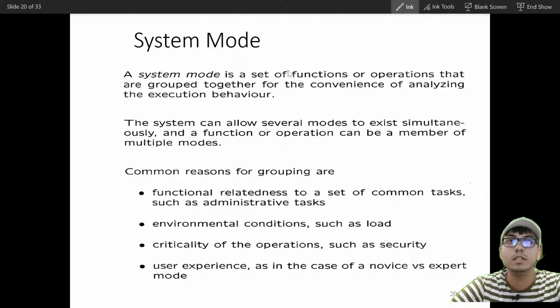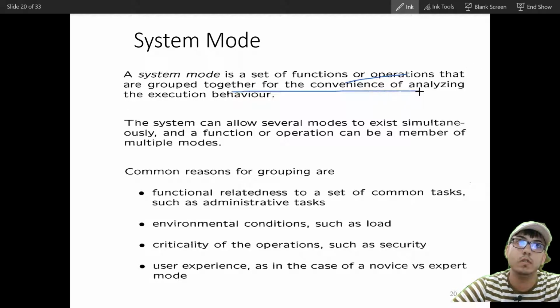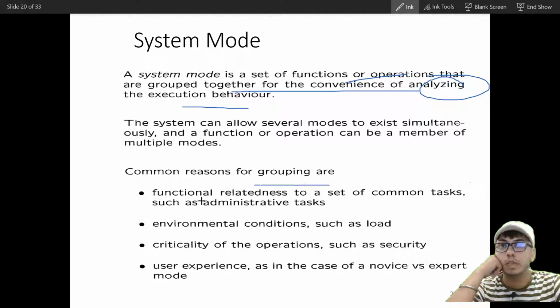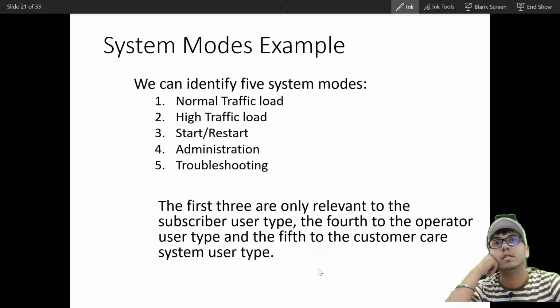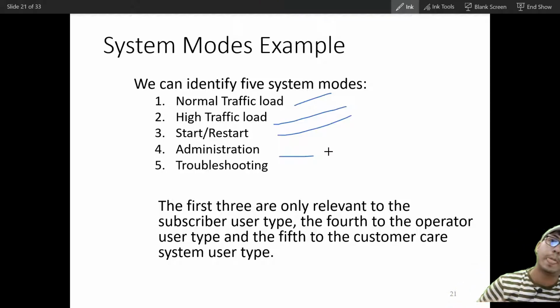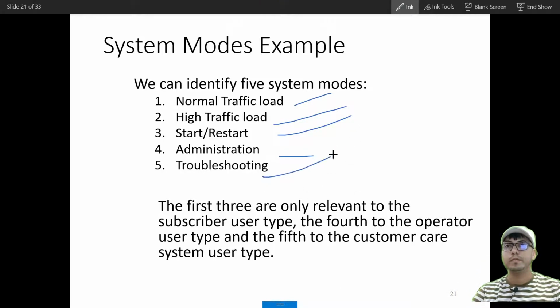System mode: a mode is a set of functions or operations that are grouped together for the convenience of analyzing the execution behavior. So these are common reasons for grouping: function relatedness, environment condition, criticality, user experience. System mode examples: normal traffic load, high traffic load, start and restart, administration, troubleshooting.